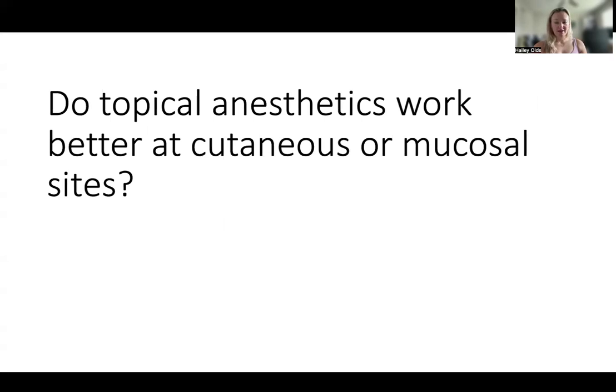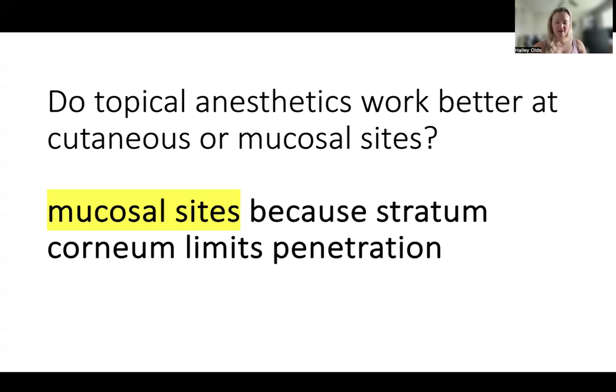So for topical anesthetics, like lidocaine cream, Emla cream, things like that, does it work better on skin or on mucosa? So it works better on mucosal sites because the stratum corneum limits the penetration. So on mucosa, there's no stratum corneum, it works better.